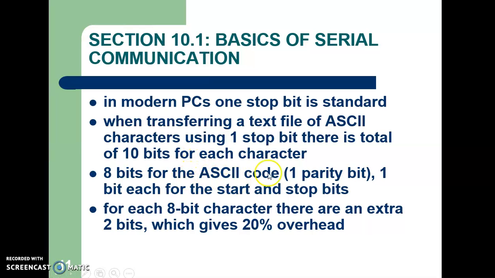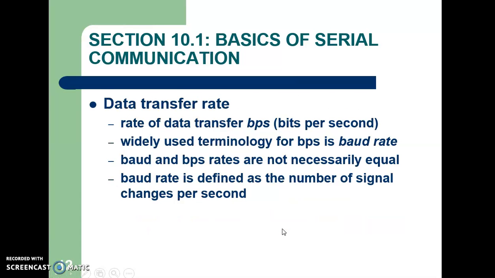So 8 bits of ASCII code, including 1 parity bit, and 1 bit each for start and stop, so a total of 10 bits we have to send. For each 8 bits of character, there are an extra 2 bits, which gives a 20% overhead. So in asynchronous mode, we need more bandwidth, because we have to send 20% more data.